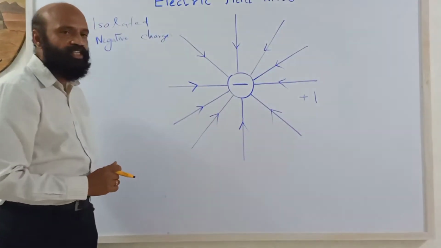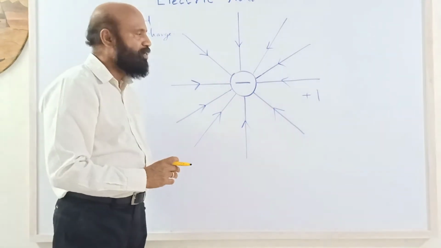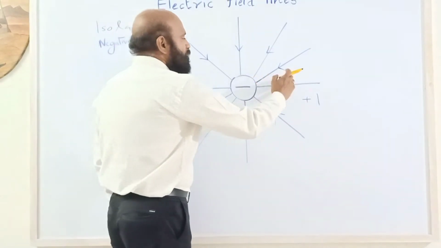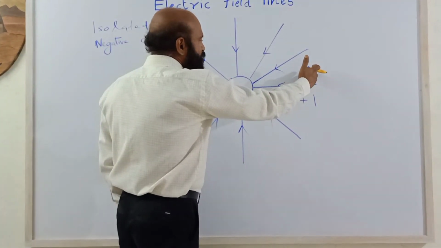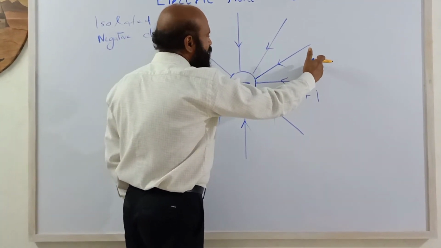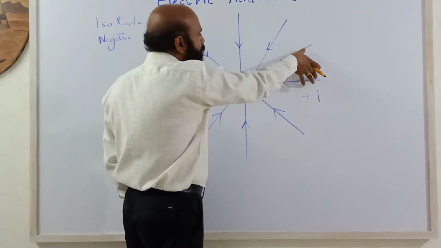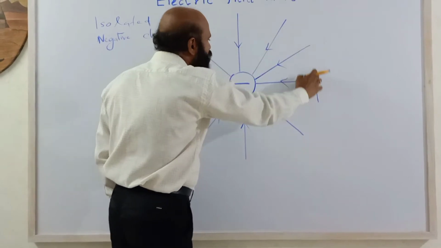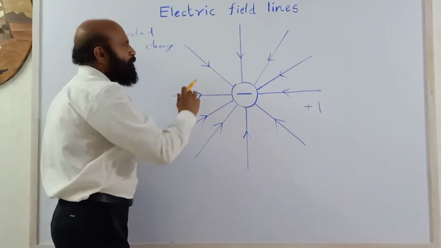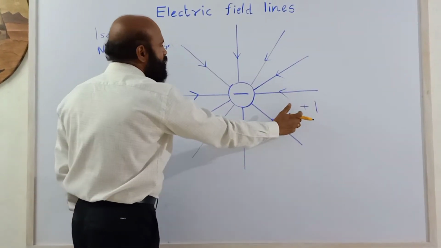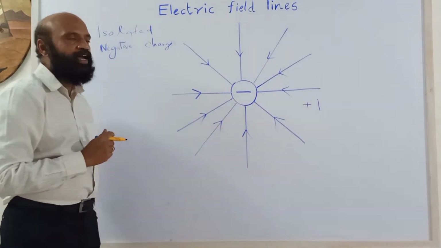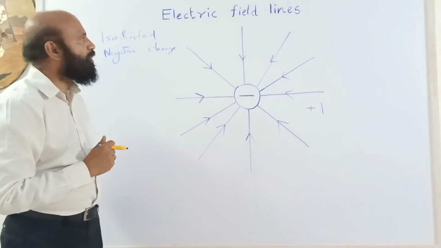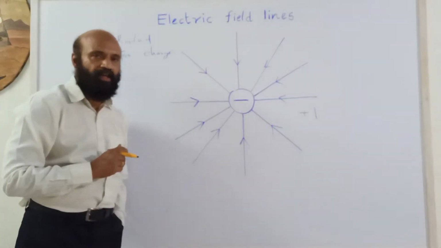Where intensity of the field is more, lines are crowded. When the point is away from the charge, electric field is lesser. Now you can see the gap is more. That means here lines are not crowded. That means here intensity of the electric field is lesser. So electric field can be represented by electric field lines.